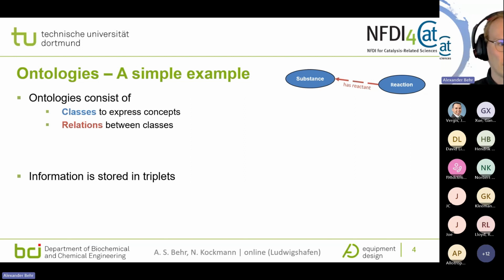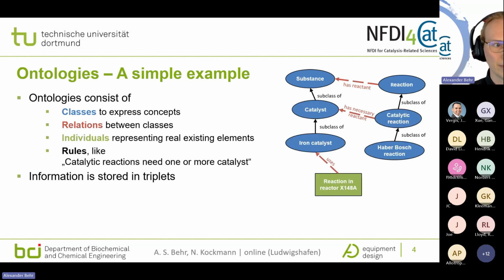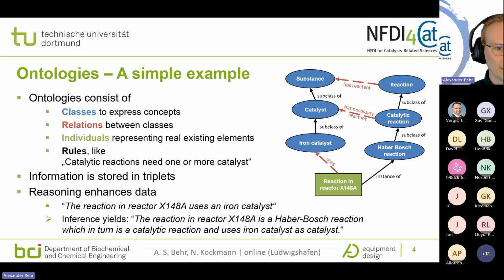So basically what are ontologies? You all know this. They consist of classes and relationships between the classes, and we have some individuals which represent real existing elements. And also we have rules, others call them axioms, that can be used in order to store the rules basically and use them in an inference machine later on. So with this, we can infer new relationships between data points and classify data into new, not foreseen classes, basically. So this would be the brief introduction to ontologies.